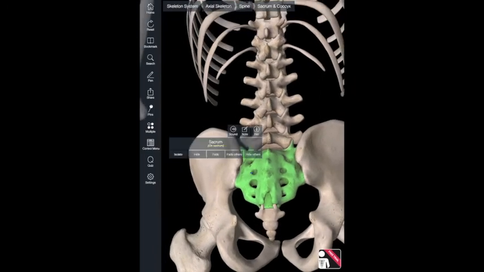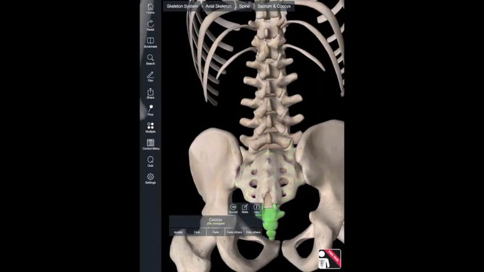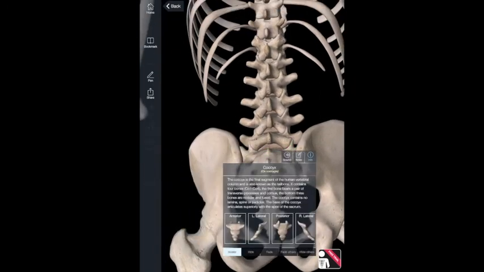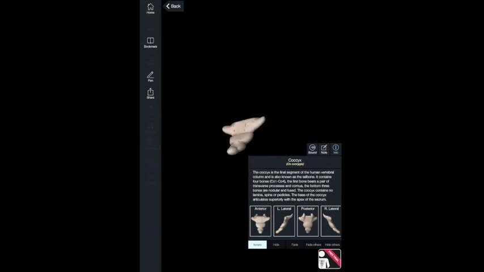Again, if we now bring it back here, coccyx, this is the bone right there. It is a bunch of fused vertebrae. Same thing with the sacrum. Again, this one a lot of times referred to as the tailbone. I just need you to know what it is.